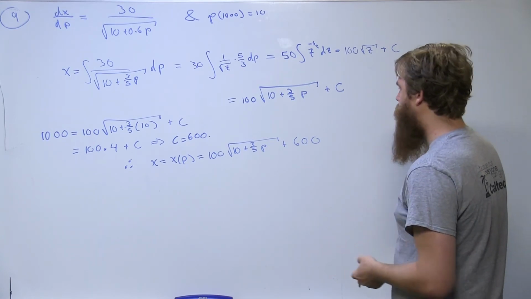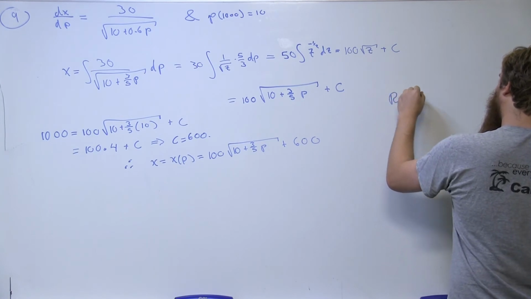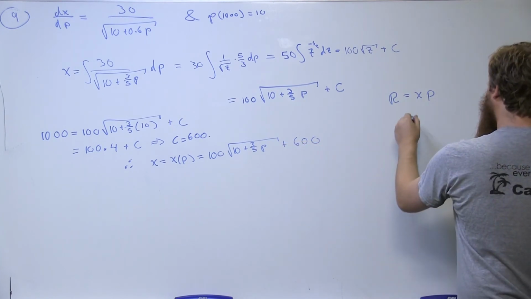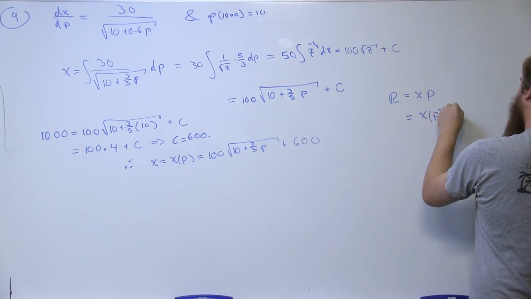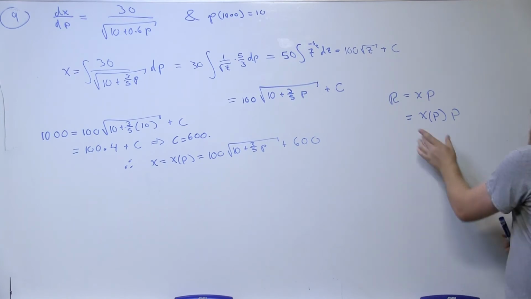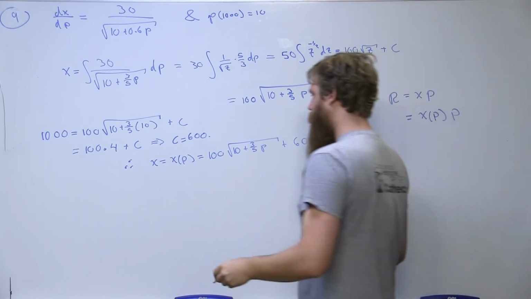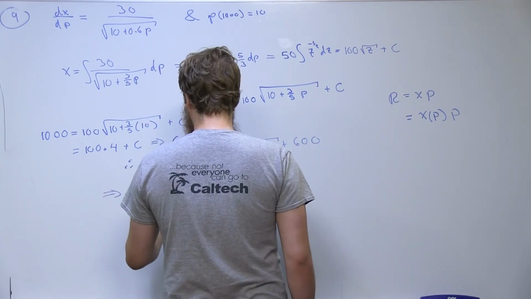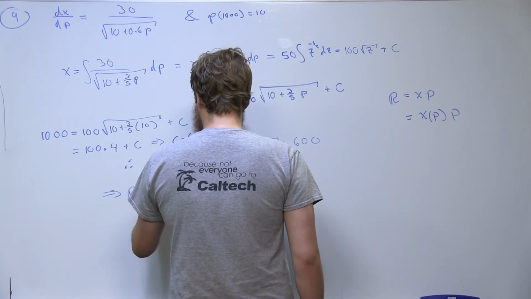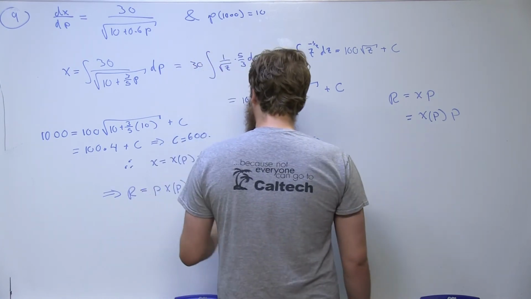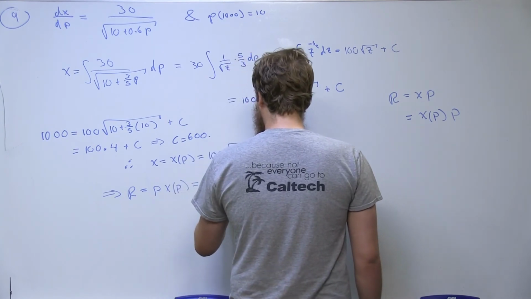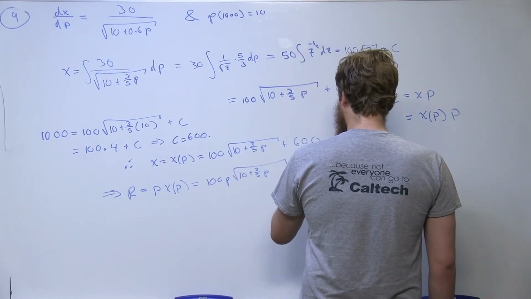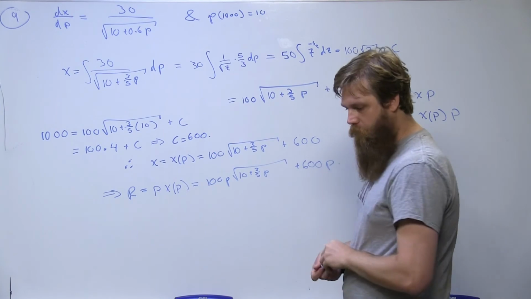Now you know that the revenue function r is equal to x times p, right? So here I have x as a function of p. So you can see if I want to get r out, I take x of p and I just multiply it by p. So r is equal to p times x of p, which is equal to 100p times the square root of 10 plus 3/5 p, plus 600p. And there you have it.